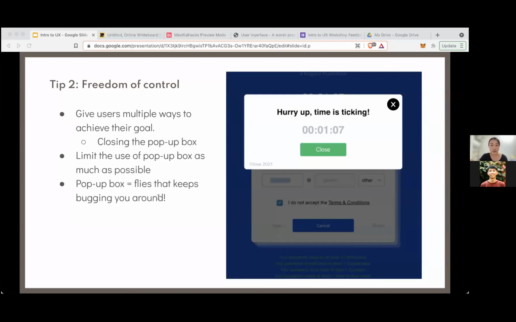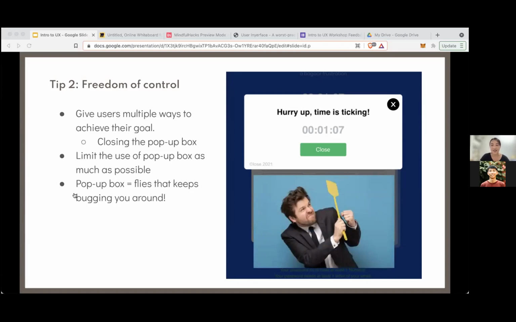So only use pop-up box when it's necessary, and only use it if the information in the pop-up box is necessary for the user to complete the action, in this case, the registration process, or if the information in the box is like an emergency that user has to pay attention to immediately. If it's not the two that I just mentioned above, then don't use a pop-up box, because a pop-up box would feel like an annoying fly that just tries to get in your way when you're trying to complete the task.